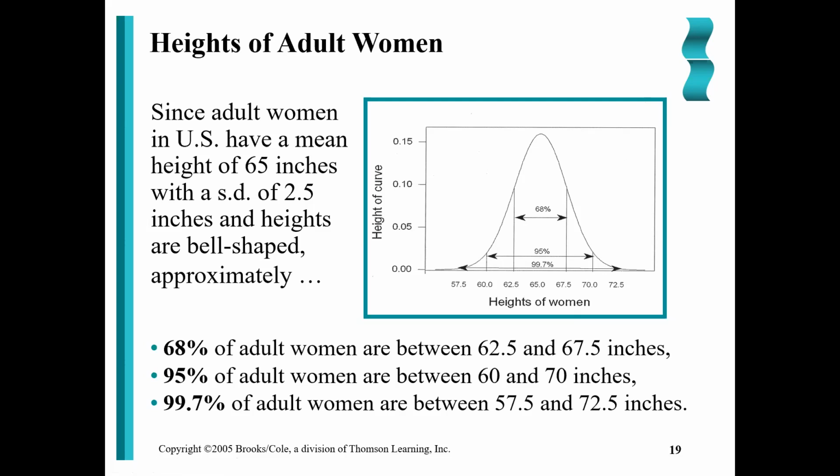Half of that 5% goes to the left tail below 60. Half of it goes to the right tail above 70. A half of 5% is 2.5%. So the percentage of adult women who have heights greater than 70 is about 2.5%. And the same is true for women who have heights less than 60: 2.5%.